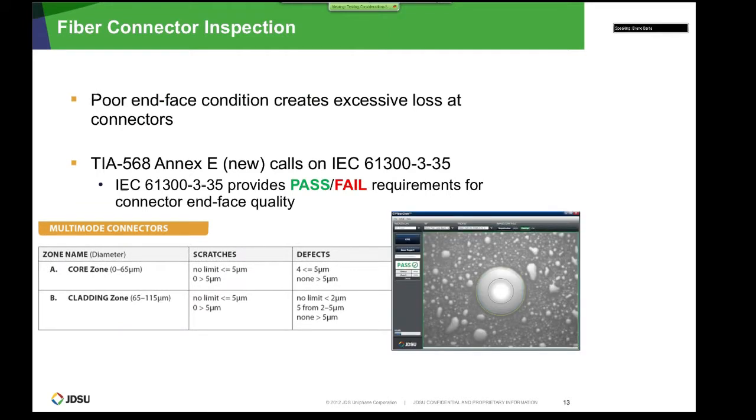Okay. What becomes a problem here if we are speaking about the optical interfaces? Contamination of optical interfaces. For that purpose, it is mandatory to perform inspection and cleaning of optical interfaces each time. The inspection is done using special optical microscopes, and these optical microscopes nowadays should be able to perform pass-fail analysis, because there is a standard called TIA 568 Annex E. Also, this is called IEC 61300-3-35, and this standard specifies how clean the connector should be.